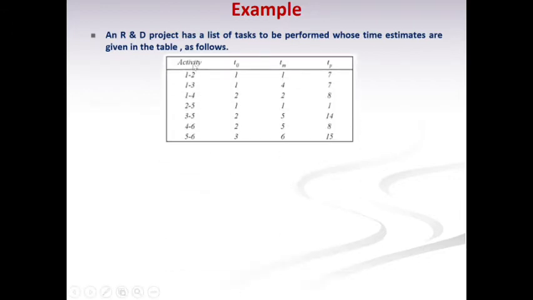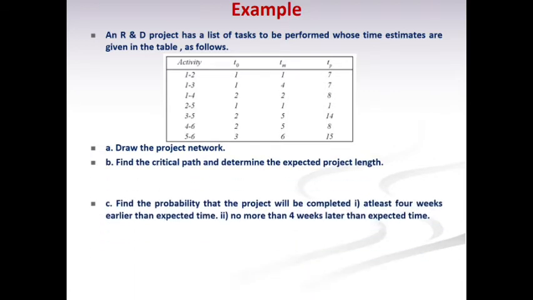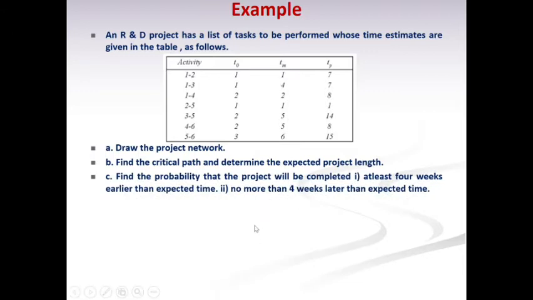So these are all the activities, and we have optimistic time, most likely time, and pessimistic time for each and every activity. By having this, we have to draw the project network, find the critical path and determine the expected project length. Then find the probability that the project will be completed 4 weeks earlier than expected time as well as no more than 4 weeks later than expected time.